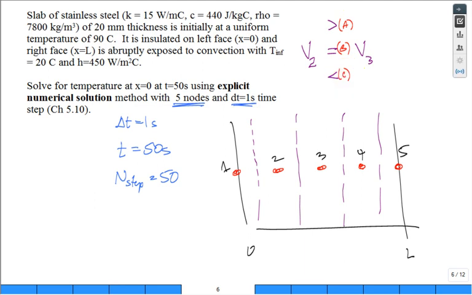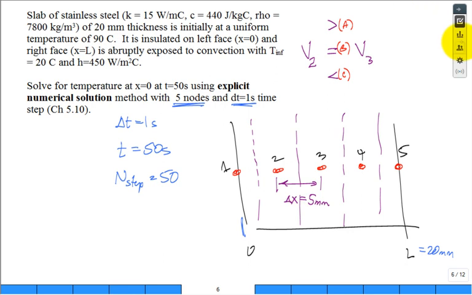I'm looking at the volume in my mesh associated between node 2 and node 3. Do they look like one is greater than the other? Which one's greater, or are they the same magnitude? If there's 5 nodes and L is equal to 20 millimeters, what is the distance between the location here and the location there? What is that delta X equal to? Isn't it 5 millimeters? Yes, sir.